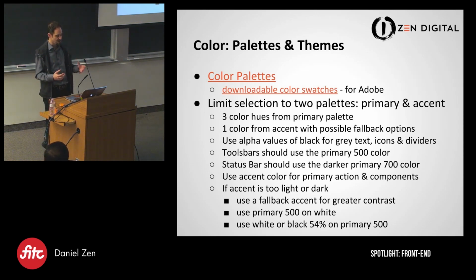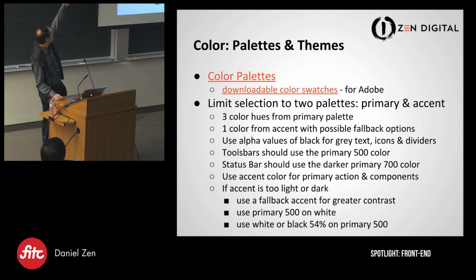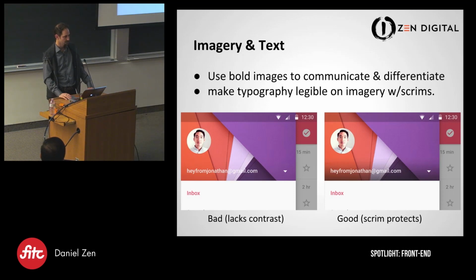Using accent colors for primary action and components. So in other words, the main button in an app should be the accent color. And you'll see that there's usually a very different color that defines the button that's the main action. Also, the accent color could be used for switches that are on or text that's a link. So that's where the accent color will come into play. So for instance, on this page, red is my accent color. It's not necessarily material design, but you get the feeling. If the accent color is too light, that's when you use your fallback accent for greater contrast. You can use the primary color on white, or use white or black at 54% alpha on primary 500. So these are like the definitions of how to make things look using material design.